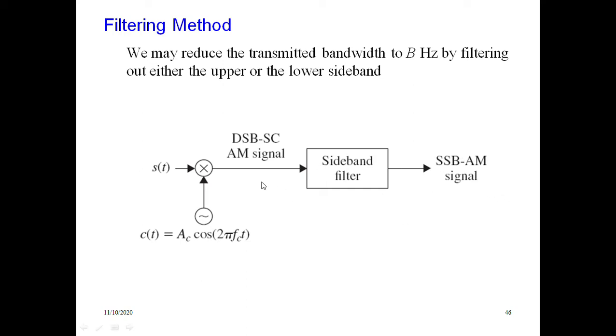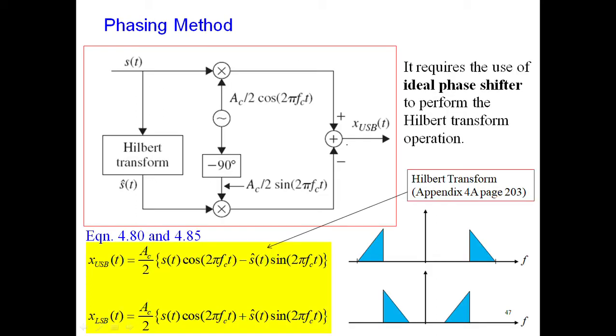What we do is we multiply the carrier and the signal, so we get here the DSB-SC signal. But if you want to get the single sideband, we put a filter after the double sideband. So you can decide whether you want the upper or lower sideband. The second method is the phasing method.